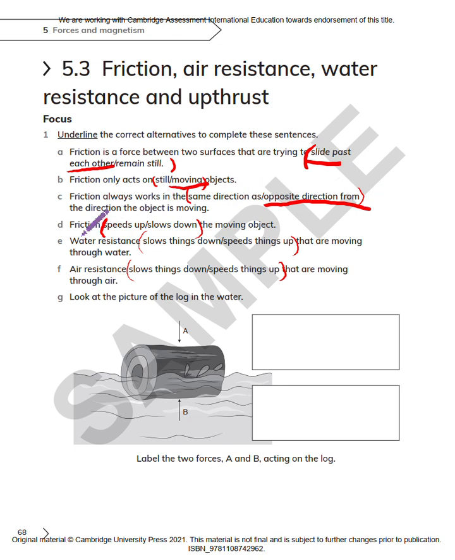Okay. D. Friction slows down the moving object. The answer is slows down. Water resistance slows things down that are moving through water. Air resistance also slows things down that are moving through air. So those are the answers.